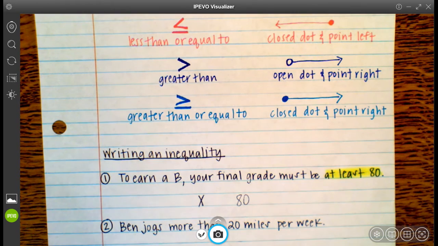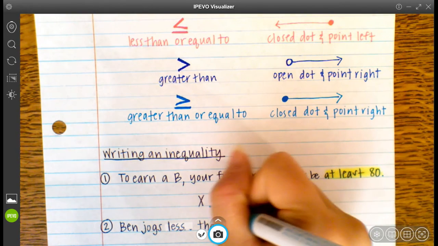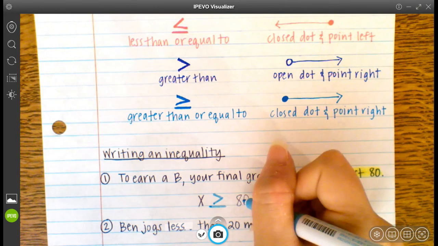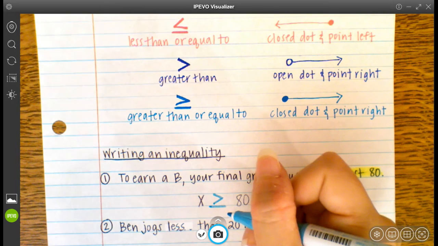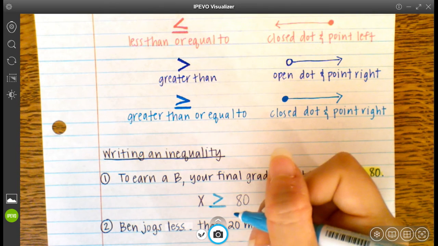But to have a B, guys, you can also have a bigger value than 80, all the way up until 89, because then at 90, you end up getting an A. So according to this, the least amount is 80, but I can be anything bigger than 80 as well. So the sign I would use is greater than or equal to. The equal to means that I can be at an 80 and have a B, but greater means that I can be larger than 80 as well and get a B still.